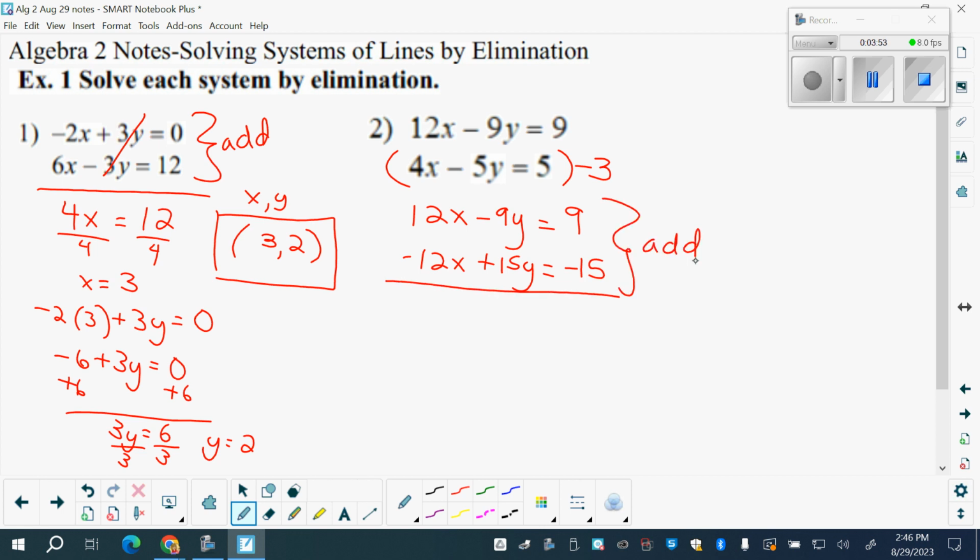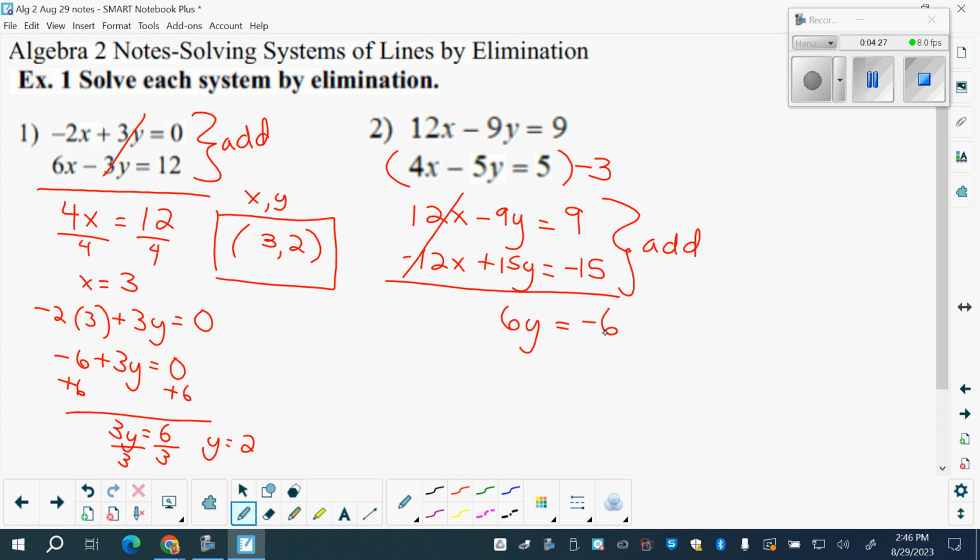And when we add them, what will we get when we add these two equations? Will these cancel, the 12x and the -12x? Yeah, and that's what we want. And what about these two? What does that add up to? Is it 6? Yeah, so 6y. And then over here we get a -6.